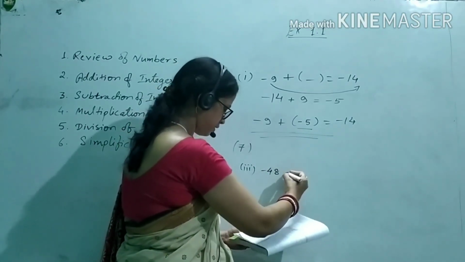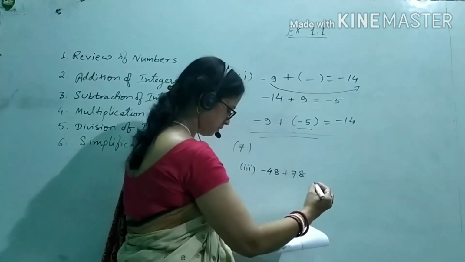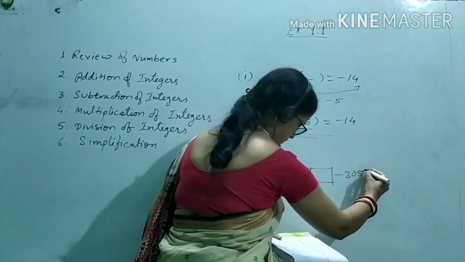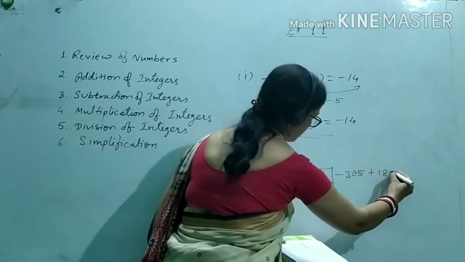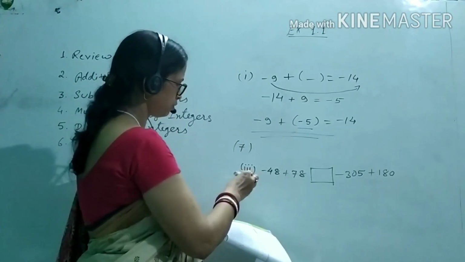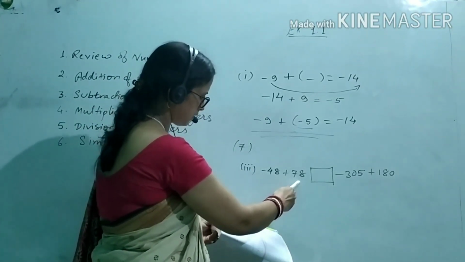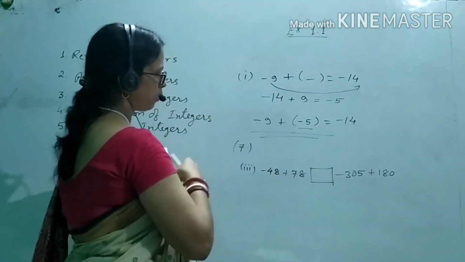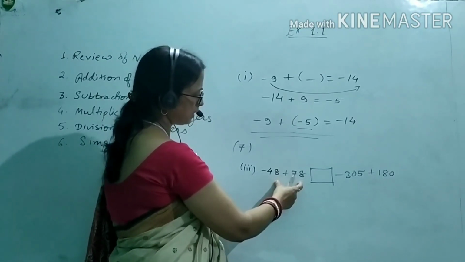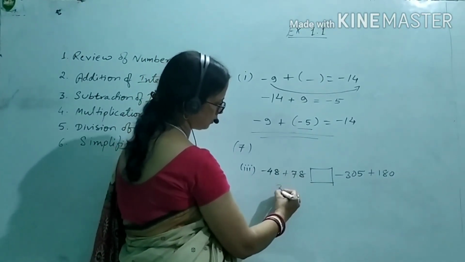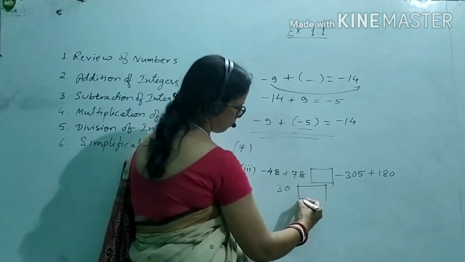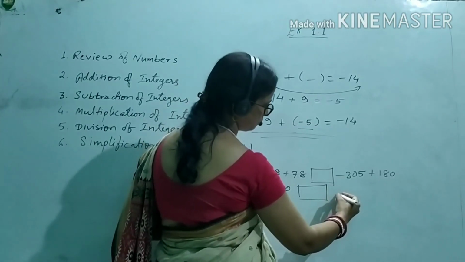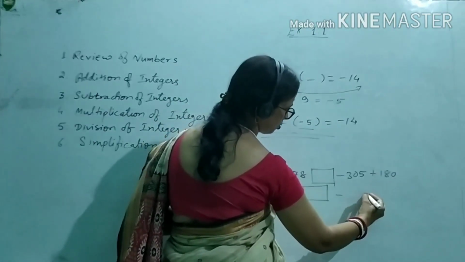Minus 48 plus 78, then blank. Minus 305 plus 180. Once more, you see, minus 48 plus 78, minus 305 plus 180. Now when we solve these two, what do we get, children? We subtract these two, getting 30. Then blank again, but when we solve these two, the result is minus 125.